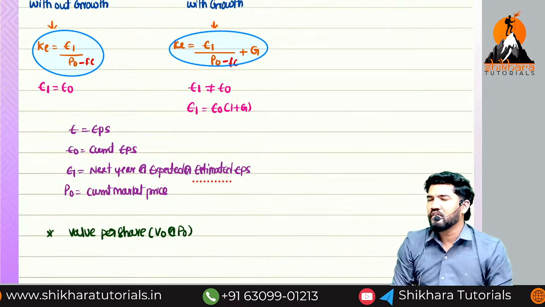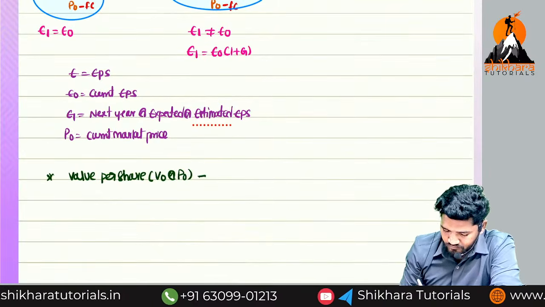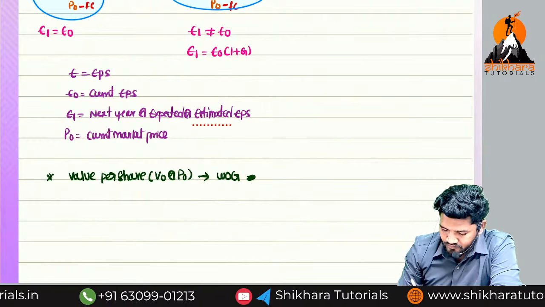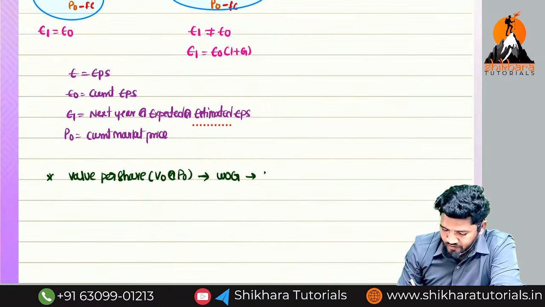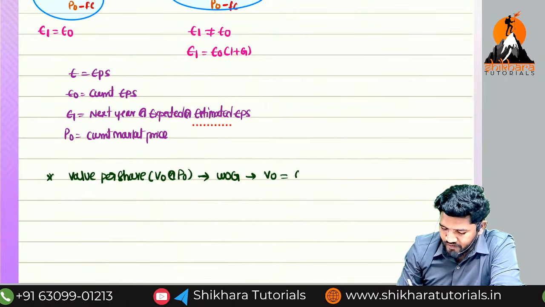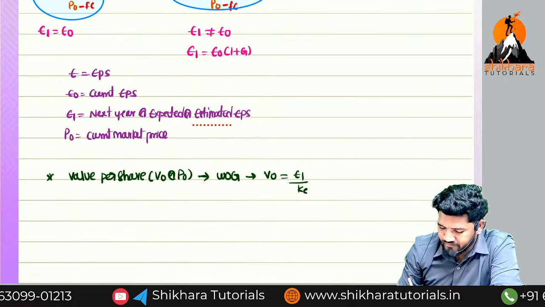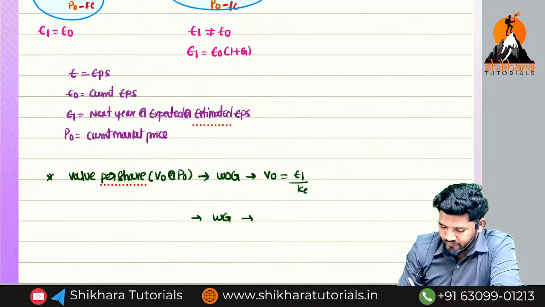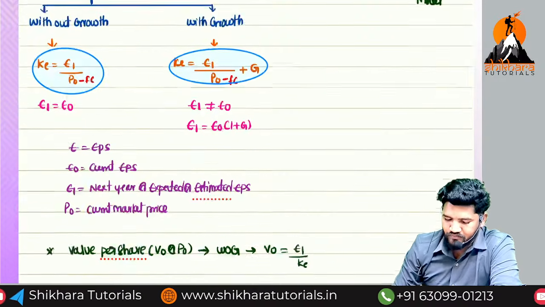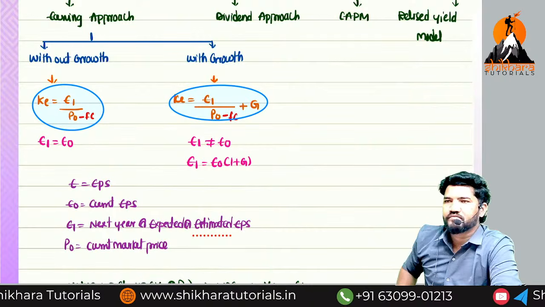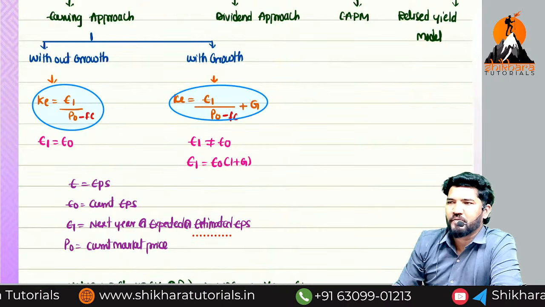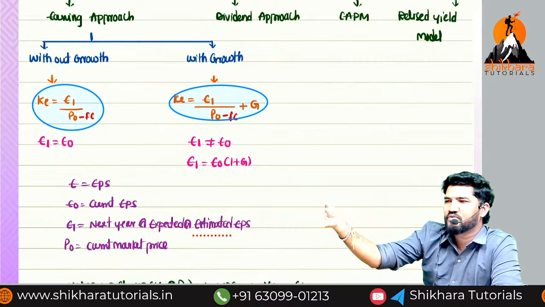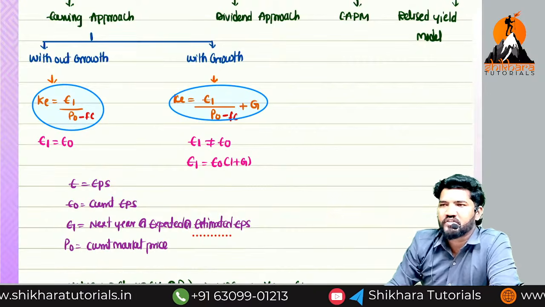Are you okay? Now, without growth, V0 equals E1 divided by KE. Next, when it comes to with growth, V0 equals, now shuffle this formula. Sometimes we forget about the flotation cost. Why? Because we are using an amount like 100 minus 5 rupees or 100 minus 2 rupees of flotation cost. Here flotation is not a matter.